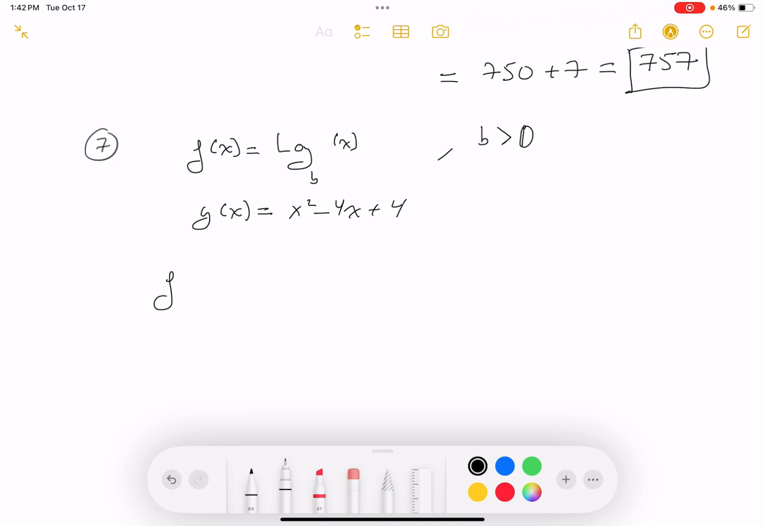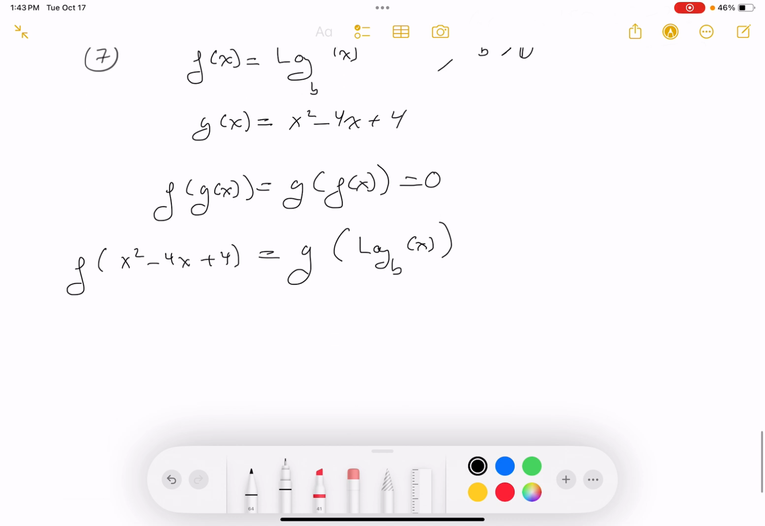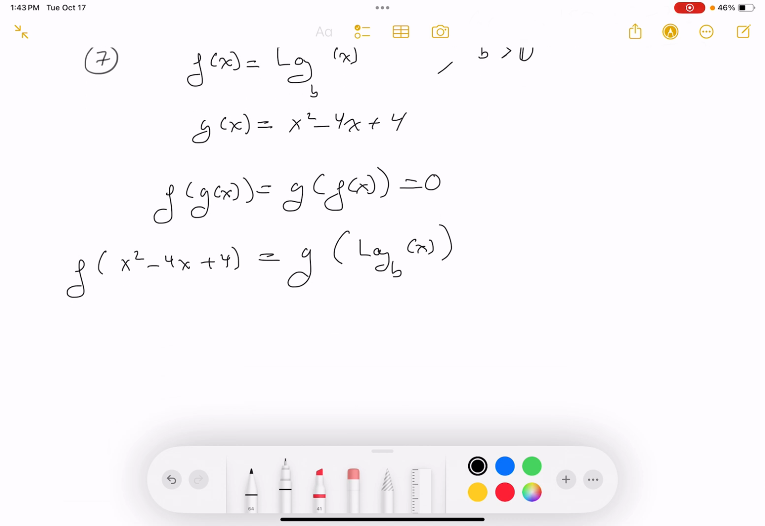Then they go on to say f of g of x is identical to g of f of x, and that it equals 0. Well, let's write this down. So I'm going to write, f of g of x. What's g of x? X squared minus 4x plus 4. I'm going to write this over here. G of, what's f of x? It's log base b of x. It's kind of complicated, doesn't it? So I'm going to just maybe write one of these down, or maybe both of them, see which one's easier for me.